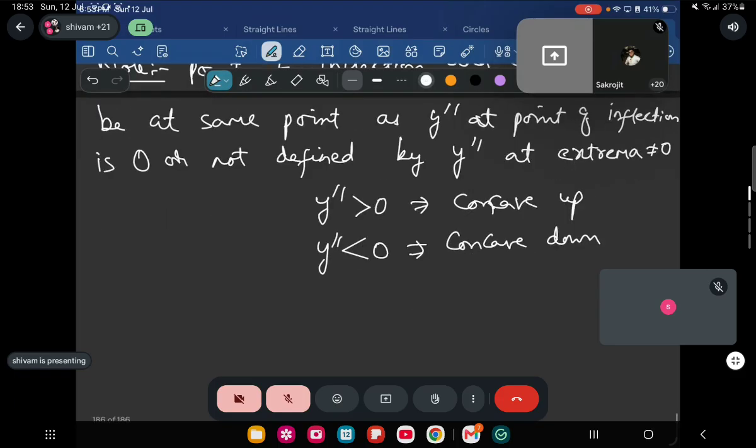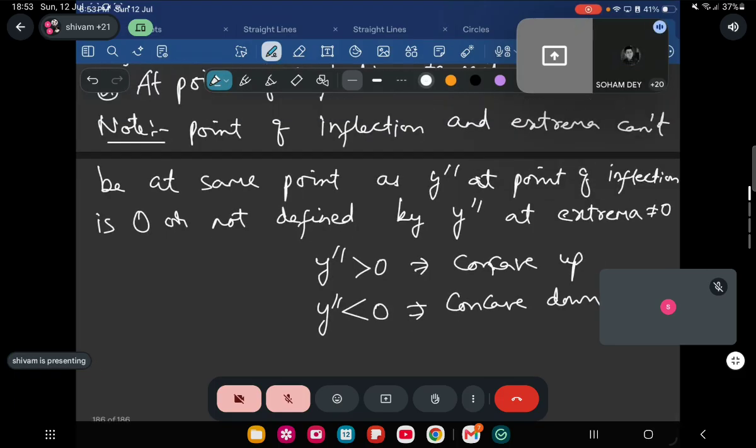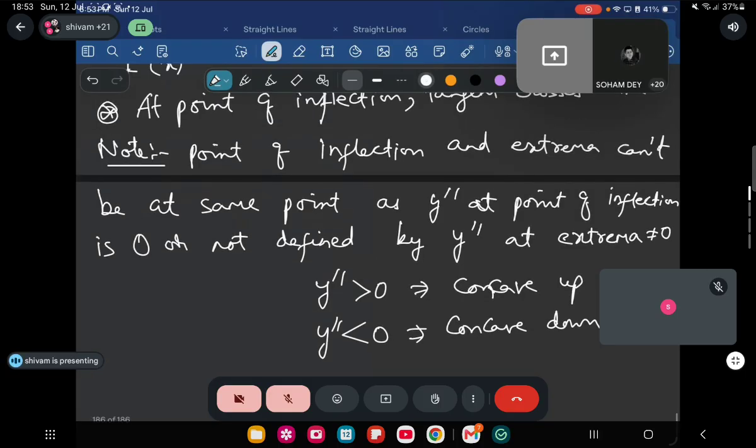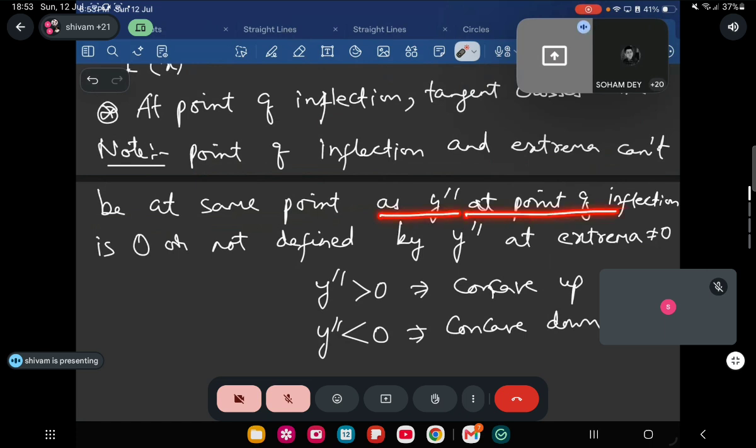Sir, what does that mean, y double dash at extrema not equal to 0? At extrema, it is non-zero. It means that point of inflection and extrema can't be at the same point, as y double dash at a point of inflection is 0 or not defined. Pay attention.